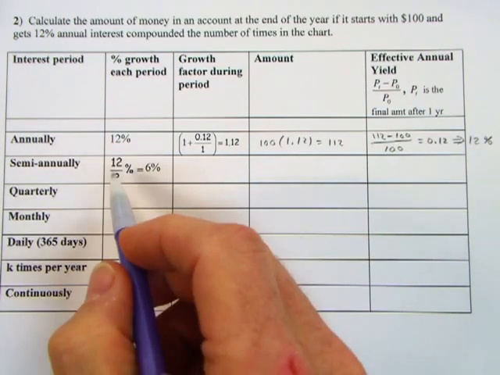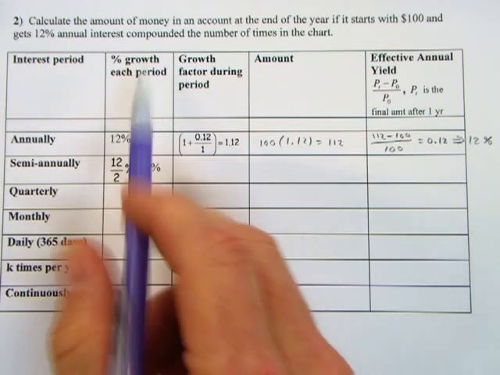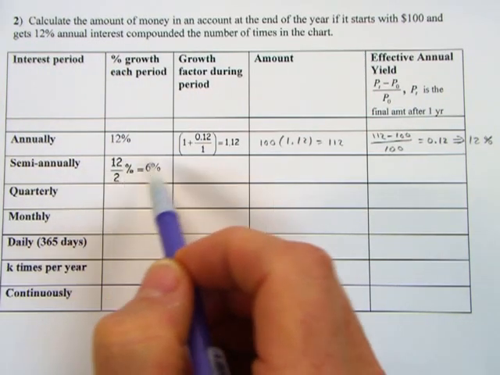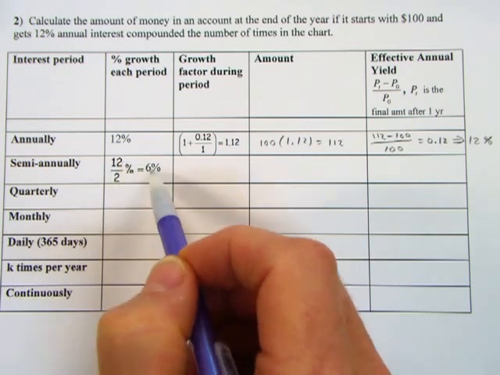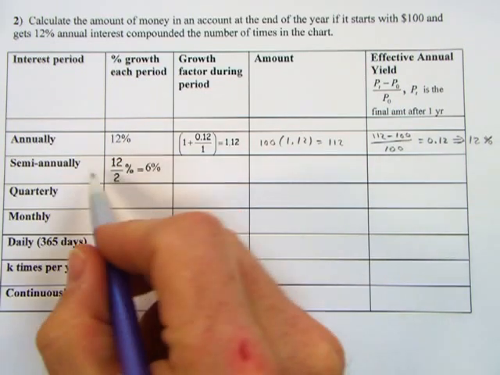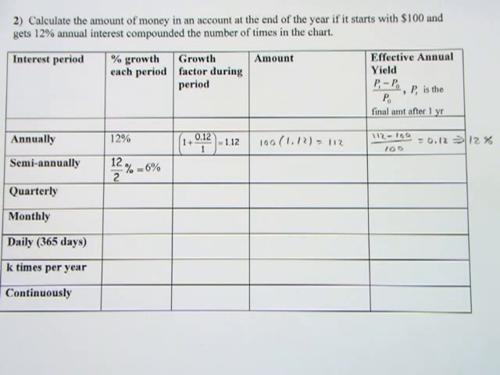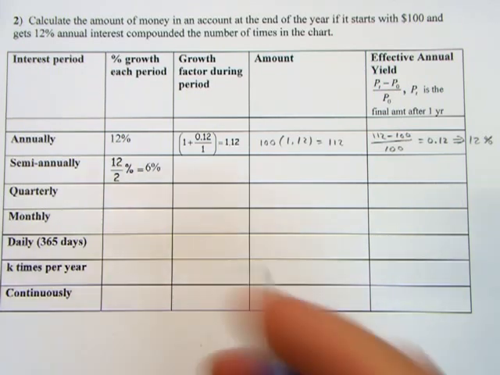We're going to compound this interest semi-annually. So that means we take 12 divided by 2. It means we get 6% each 6 months. Okay, so twice a year we get 6%. Now the benefit of this is we're going to get the 6%, and then when we get the second 6%, it's going to be interest on the interest we've already received. This is the beauty of compounded interest.